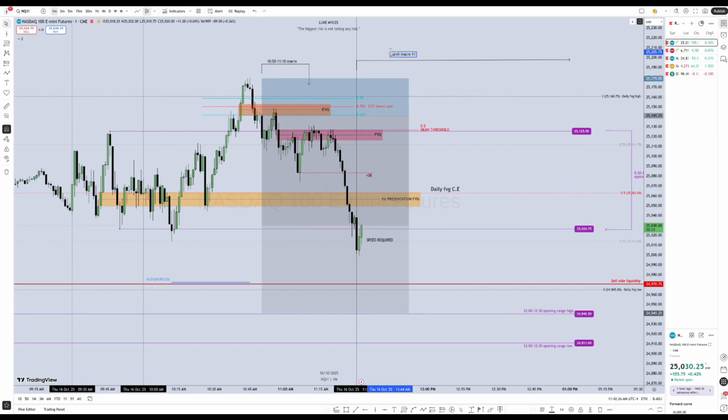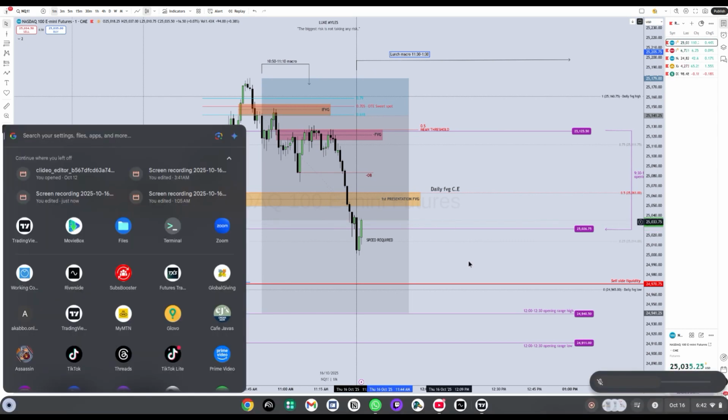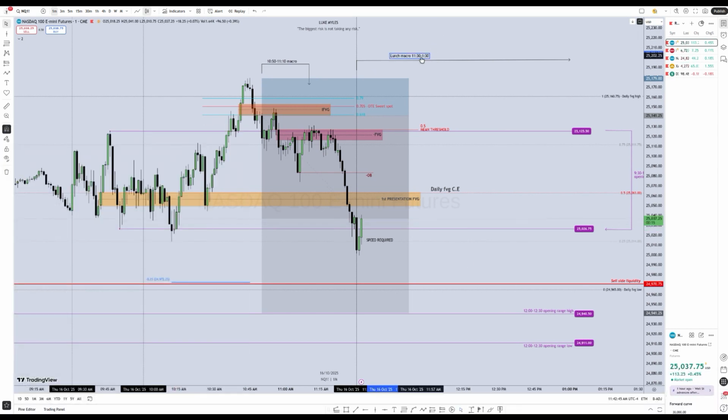So from 11:30 to 1:30, and right there you have the market rallying back into first presentation. I'm having an order block, that line that I've just staggered, and I'm having my daily fair value gap, consequent encroachment. So I'm looking into that, going into sell side and hoping the market taps the 12 p.m. to 12:30 opening range that is denoted down there with the purple lines.